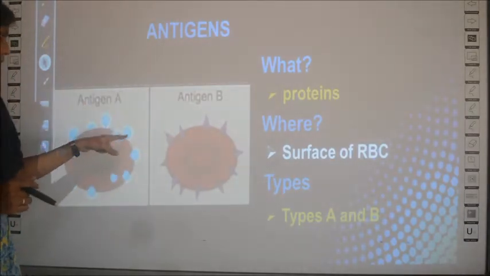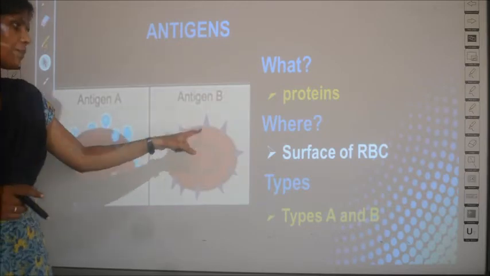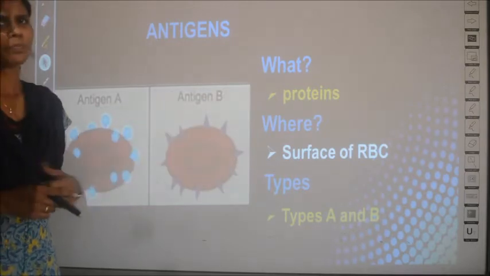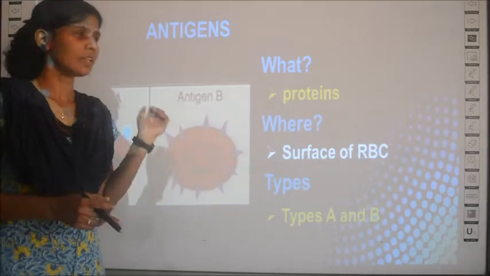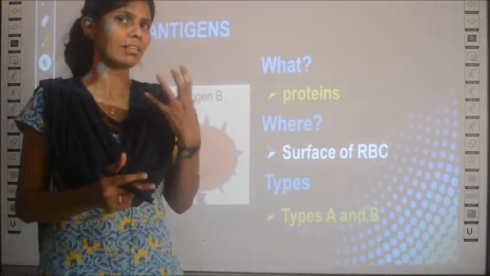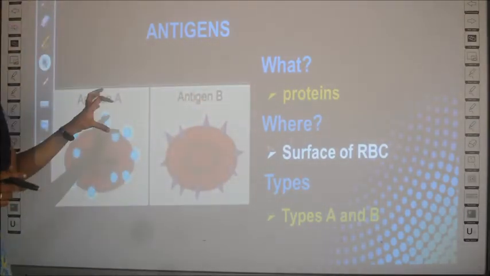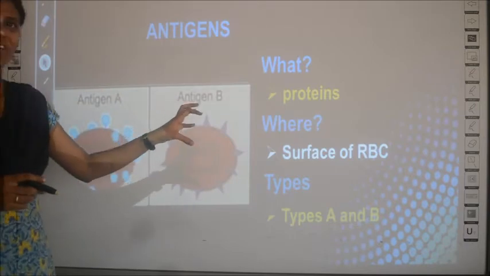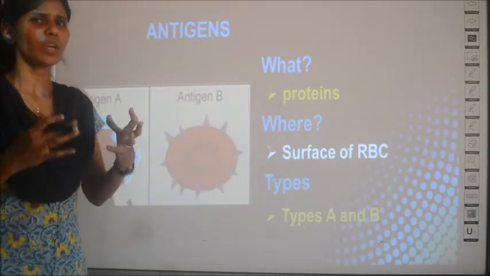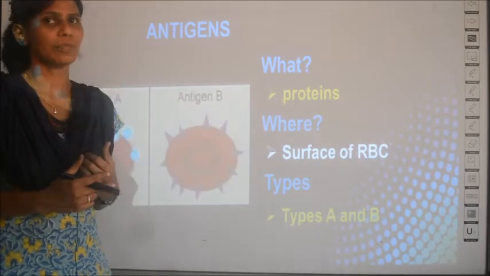See, this is type A. It is shown in the form of circles, and this is type B. It is in the form of spikes. Actually, you don't have balls or spikes on the RBC cells in reality. Just for teaching purposes, these big structures are shown to differentiate. Actually, they are so small you cannot even see them with your naked eye.